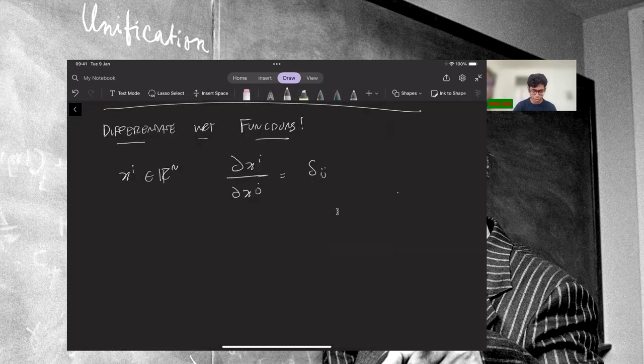So now let's do functions. I want to differentiate with respect to a function. How would I do it? Well, let's just follow our nose. So for example, if I have q of t and I want to differentiate it with respect to q of t prime, what is it that should replace this delta_ij over here? Well, probably going to be a delta function, right? Delta of t minus t prime.